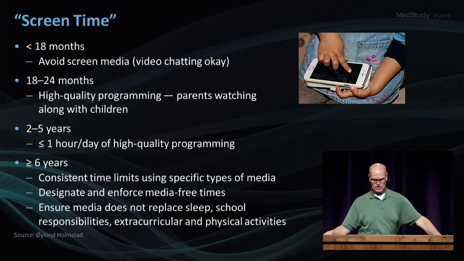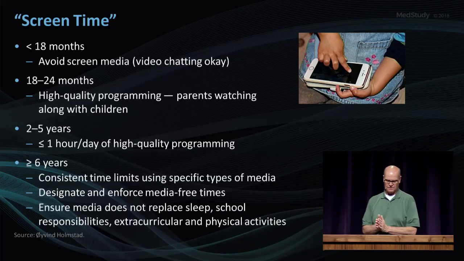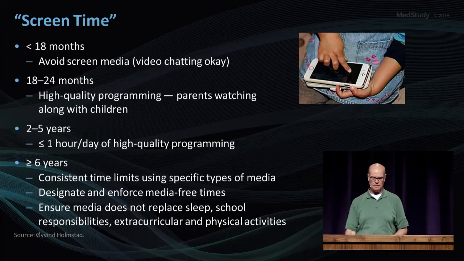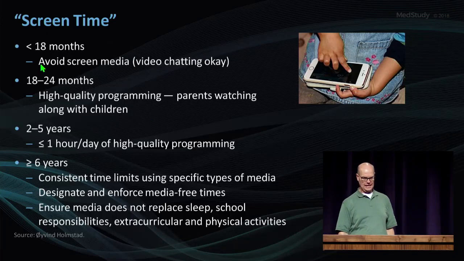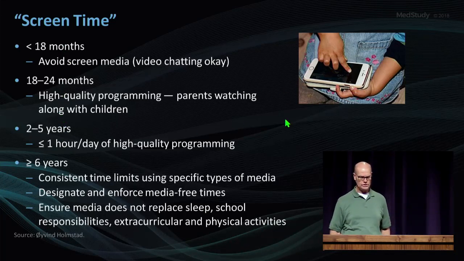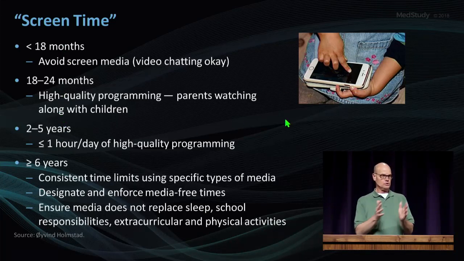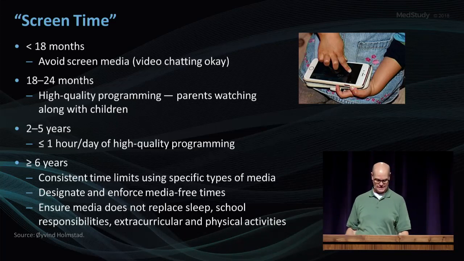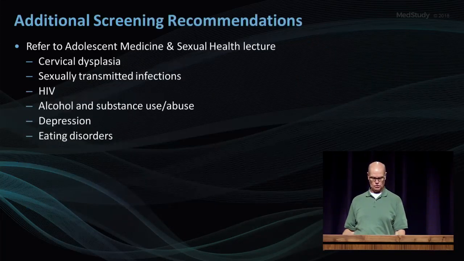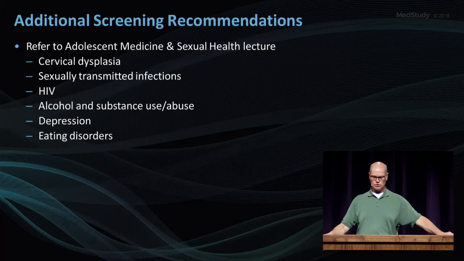And then greater than 6 years of age, here are the most recent recommendations. So the big changes from the AAP are in the age group under 6 years of age. So again, for your boards, these would be important because when you're asked about anticipatory guidance, it's going to want to be along those lines. All right, additional screening recommendations.